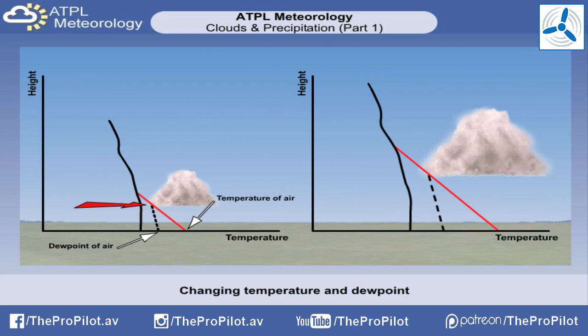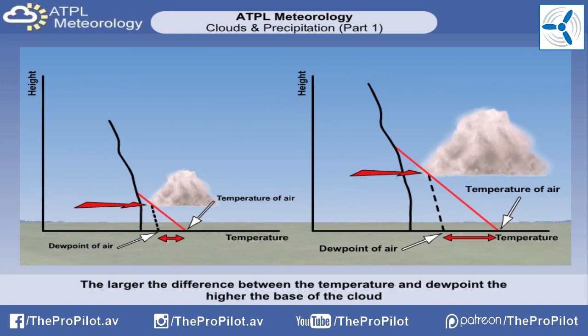If, during a summer's day, the temperature continues to rise to this point, and the dew point falls to this point, then the cloud base will gradually rise to this point. Notice how the separation between the surface temperature and dew point has grown bigger. We can see, therefore, that if the separation between surface temperature and dew point is greater, then the convective cloud base will be higher.